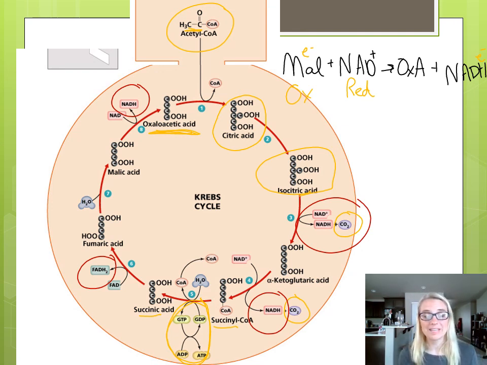Remember, catabolism means breaking down. So we strip those electrons away from these carbon molecules, temporarily store them in our NADH and FADH2, and then we're going to utilize those in the last stage of cellular respiration, the electron transport chain, which we are going to get to next.